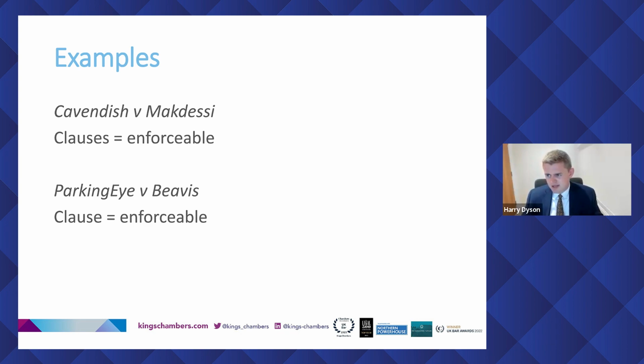So in Cavendish, the first clause, which again was relieving Cavendish of the obligation to pay the remaining instalments, whilst it was found by majority that it was a secondary obligation, it was found that it was proportionate in protecting a legitimate interest. And the second clause, which was that McDessie had to sell his remaining shares at a lower value, they found that that was a primary obligation, but they still went on to rule that there was a legitimate interest and so on and so forth.